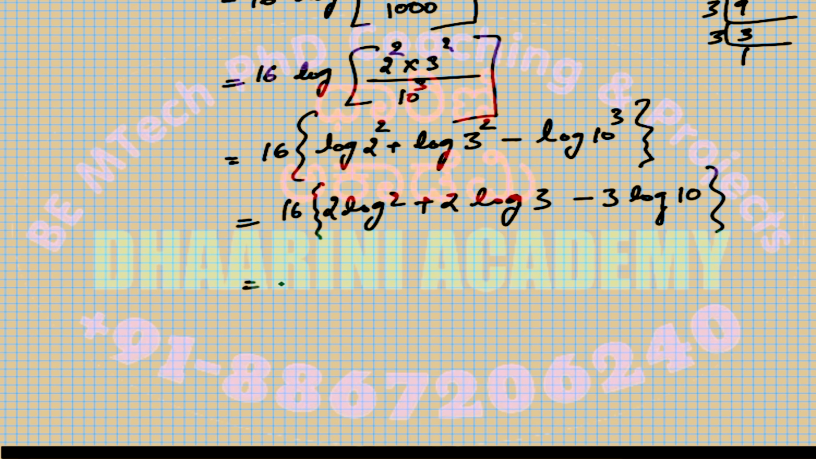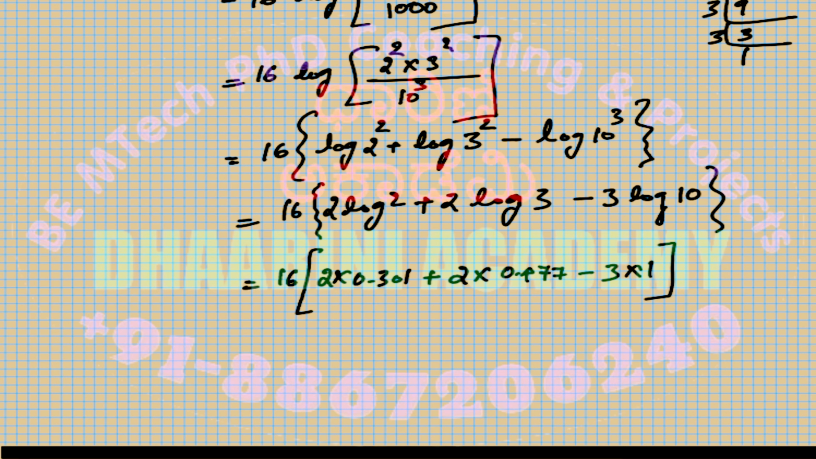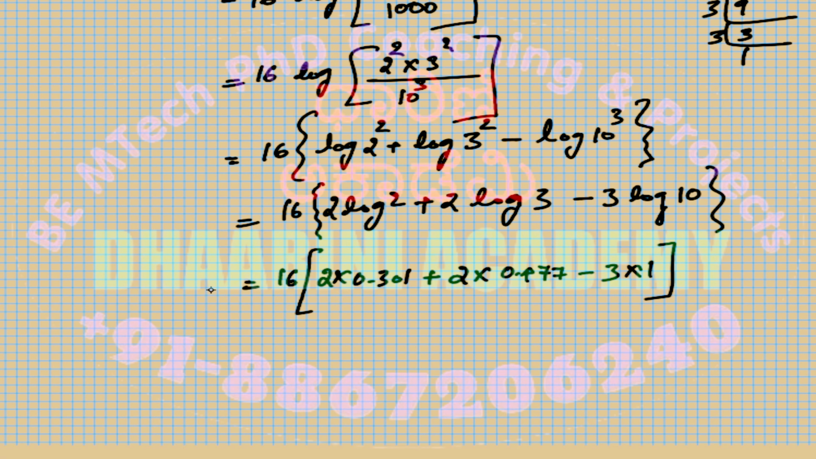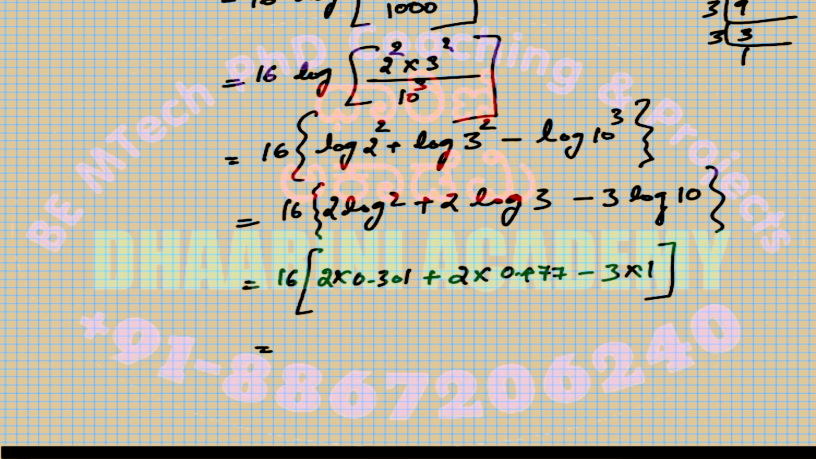So let's substitute. 16 times 2 into log 2. We know that it's a standard value, so I should be able to substitute: 0.301, plus once again 2 times log 3. Log 3 is 0.477, minus 3 into log 10, which is 1. Log 10 to the base 10 is like log a to the base a, which is 1. So that's why it is 1.